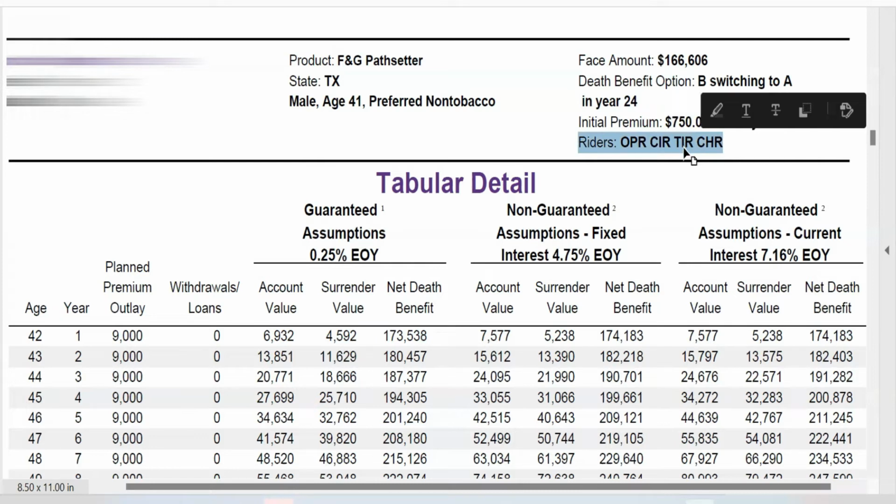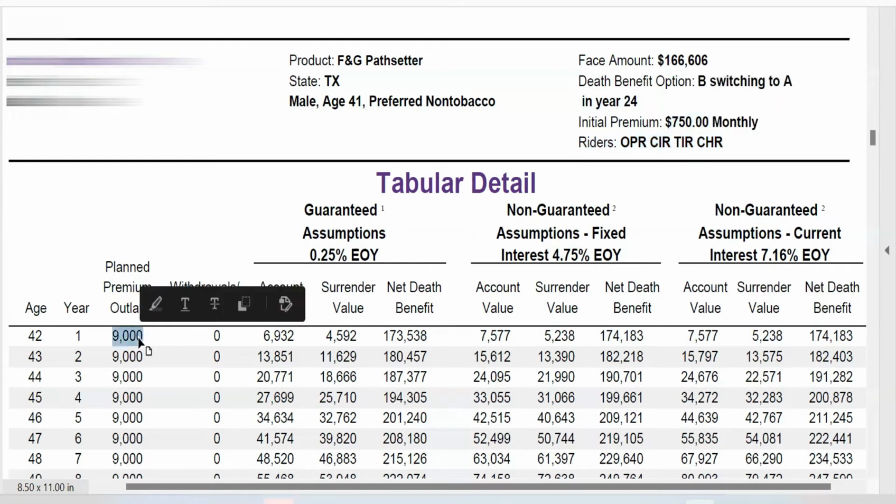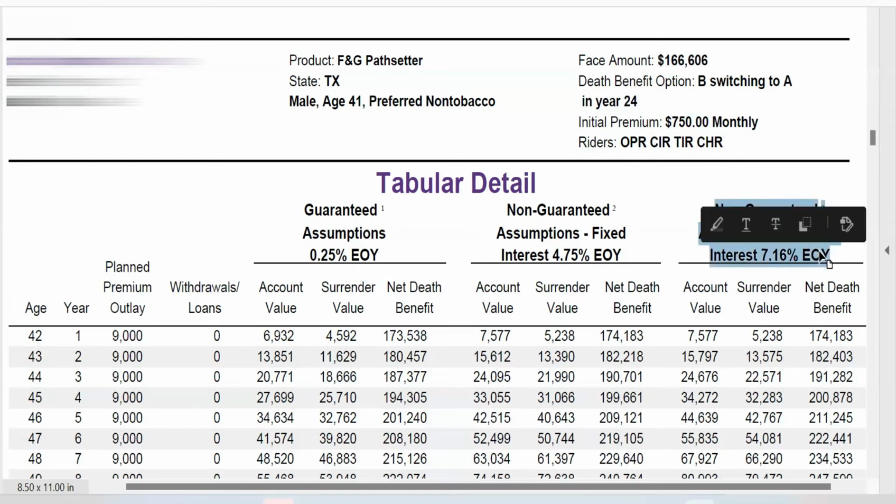Now let's look at something. He puts in $750 every month, which amounts to $9,000 at the end of the year. Now at age 42, one year after, let's look at the non-guaranteed values. These are the values that we'll mostly look into, because these are the average performance of the market. If you don't know what this is, during your call we'll talk more about it. We look at the non-guaranteed values because they are the actual average of the market performance over a period of time.